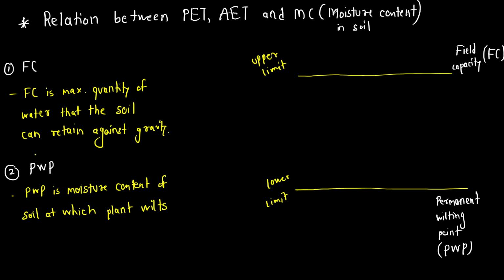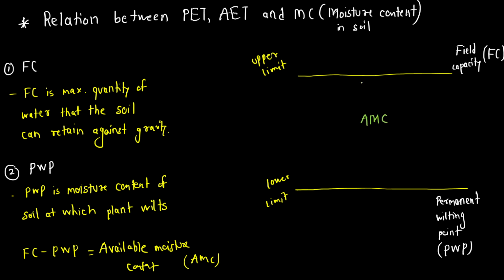If we take the difference, field capacity minus permanent wilting point, we will get the available water, or available moisture content, also called AMC. Whatever the available moisture content is, that will be present between the upper limit and the lower limit. Okay, I hope you are getting it now. Let's start discussing all the cases one by one.